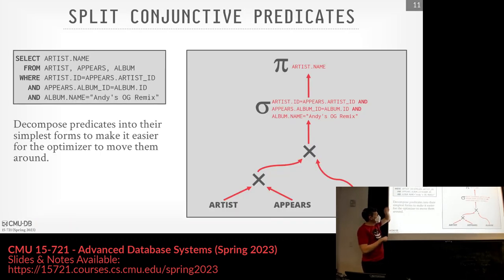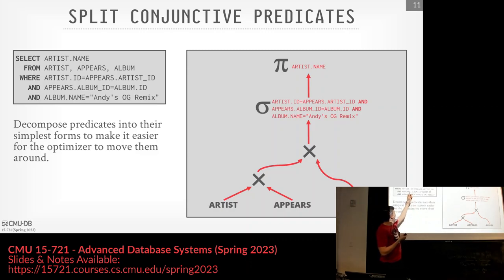So the query is the same one as we had before. We had three tables, artist, appears, and album. And we want to do a join to find everybody on my OG remix, my drill remix. So in the first step here, we're going to want to decompose all the predicates into their simplest form to make it easier for the optimizer to move them around to do predicate pushdown.